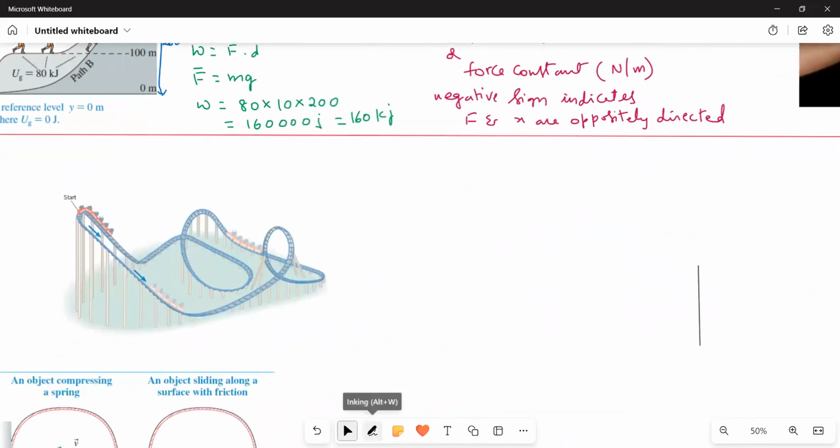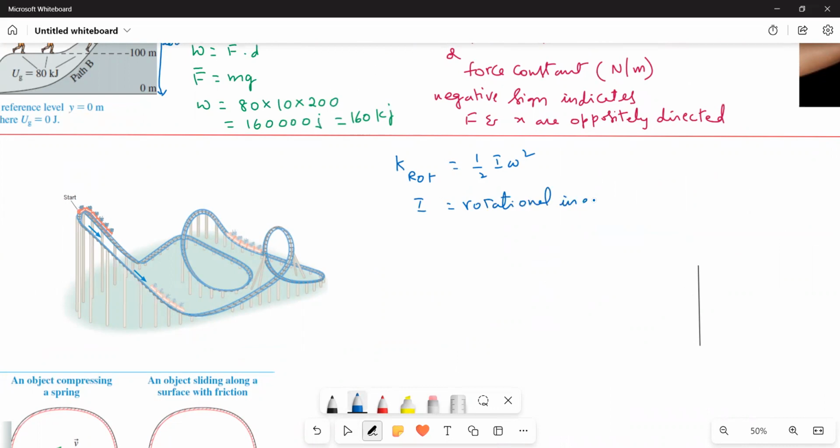Okay, I write about the rotational kinetic energy. K rotation is equal to half I omega square, where I is the rotational inertia or moment of inertia, and omega is the angular velocity. How I arrive at this one, I will let you know.